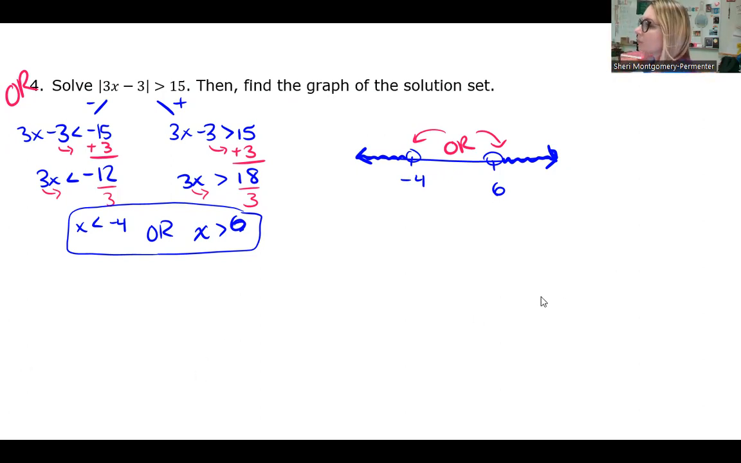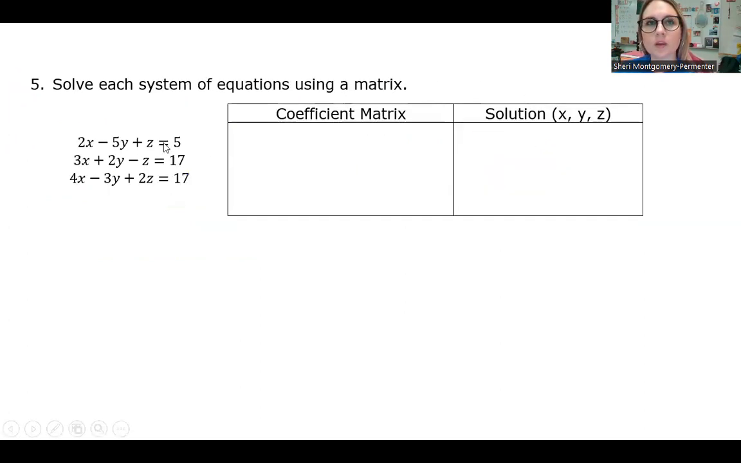We just have one last problem to go over, and this is the matrix problem. For the matrix problem, first you want to make sure that you have everything in standard form. So we've got an X column, lovely, a Y column, fantastic, and a Z column, everything looks good. So we are all set up.